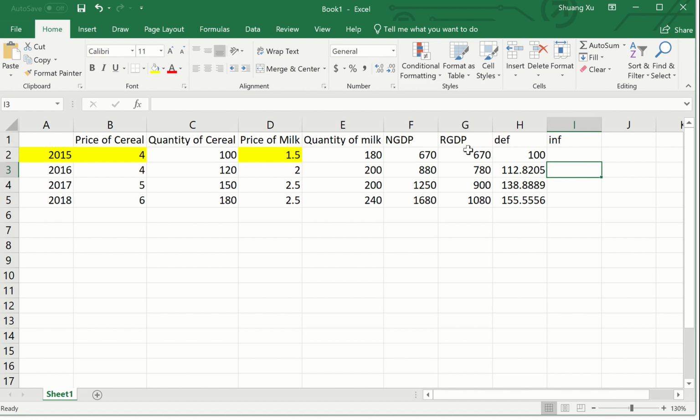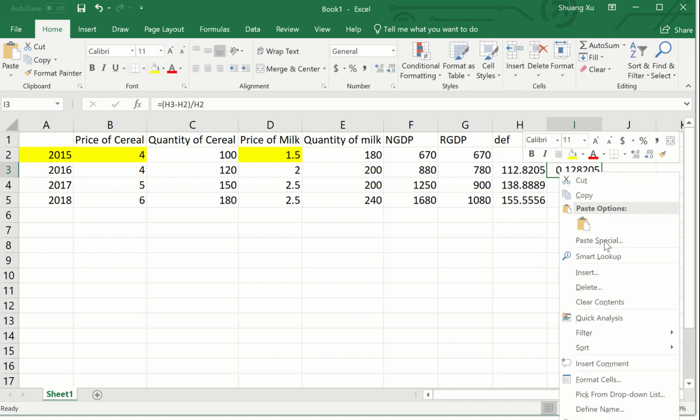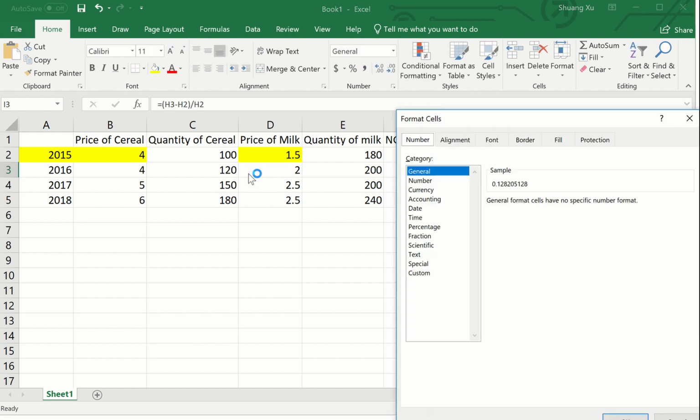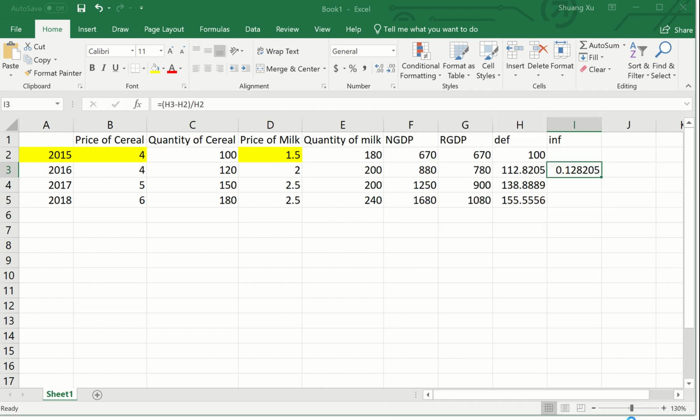Okay, so the first one we can do is 2016 inflation. This is your current year deflator. So 2016 deflator minus your 2015 deflator, the year before, and then divided by the year before. And this should be a percentage. So for my cell, percentage. All right, so that's the inflation for 2016.